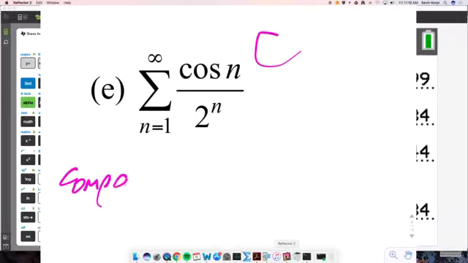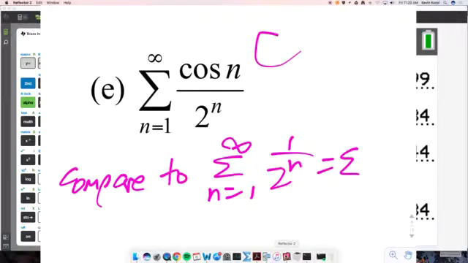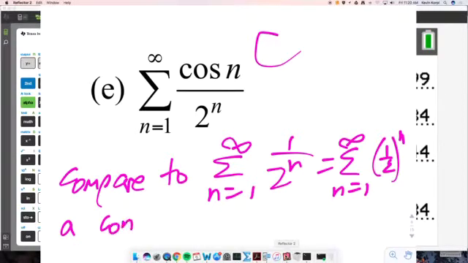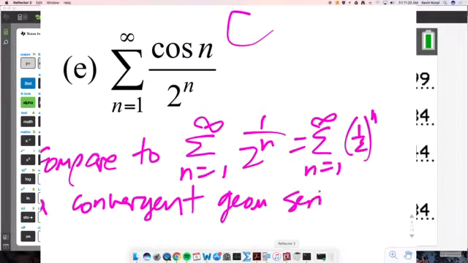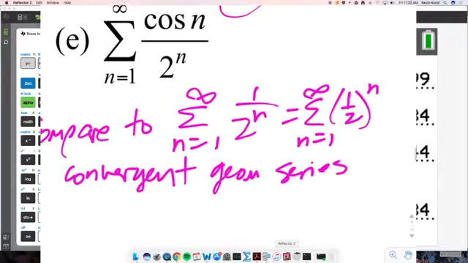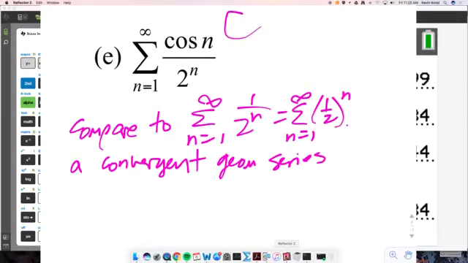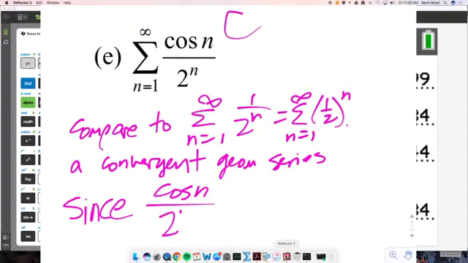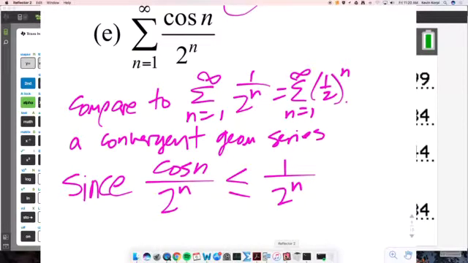So let's compare it with what? What do you think we're going to compare this one to? Very good. 1 over 2 to the n, which is the same as 1/2 to the n, which is a convergent what? Geometric series. A convergent geometric series. And so if the one that we are comparing it to, again, is convergent, we have to show that the other one is what? Smaller or equal to, right? It's less than or equal to. So let's go for it and see if it's true. Since cosine of n over 2 to the n is less than or equal to 1 over 2 to the n, we can write that and see if it's true. If it's not true, we have to try a different test.